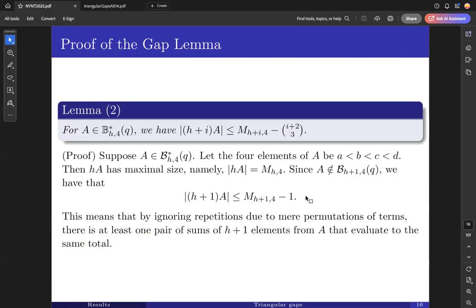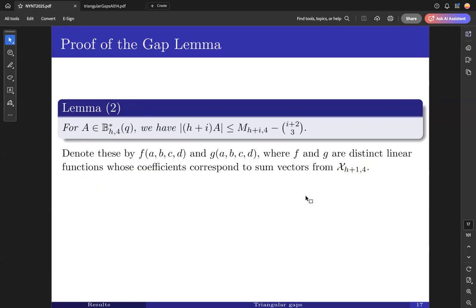So if I ignore repetitions due to permutations of terms, namely, I know A plus B equals B plus A, but if I ignore those kinds of repetitions, there's going to be at least one pair of meaningfully distinct sums of h+1 elements that evaluate to the same total. I'm going to call these elements F and G, and I'll do an example of this in just a moment. So F is a linear function of A, B, C, and D, G is a linear function of A, B, C, and D, and somehow they sum to the same value. I could think about F and G as having coefficients that correspond to the entries in my sum vectors.